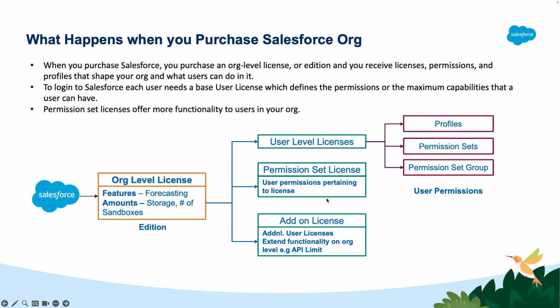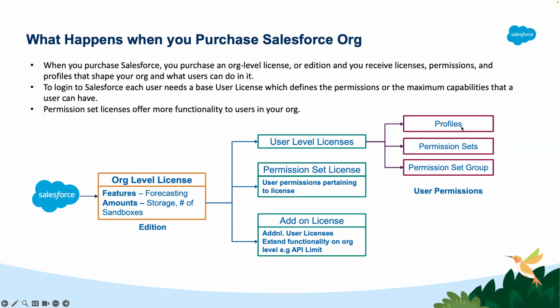Then you have your permission set licenses. Permission set licenses extend whatever is extended or restricted by your user level, so they offer more functionality to users in your org. For example, let's say I am an integration user. I do a lot of integrations as well. My user is also being used in the integrations when I'm pulling data from external systems like SAP or other databases. If I enable it on my user level, it will be enabled for all users in the system. I don't want that.